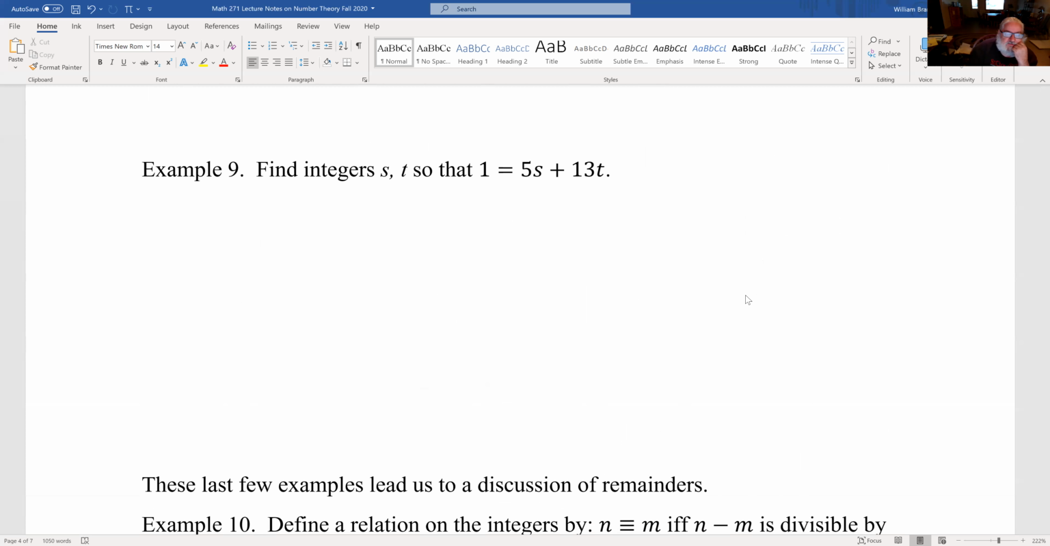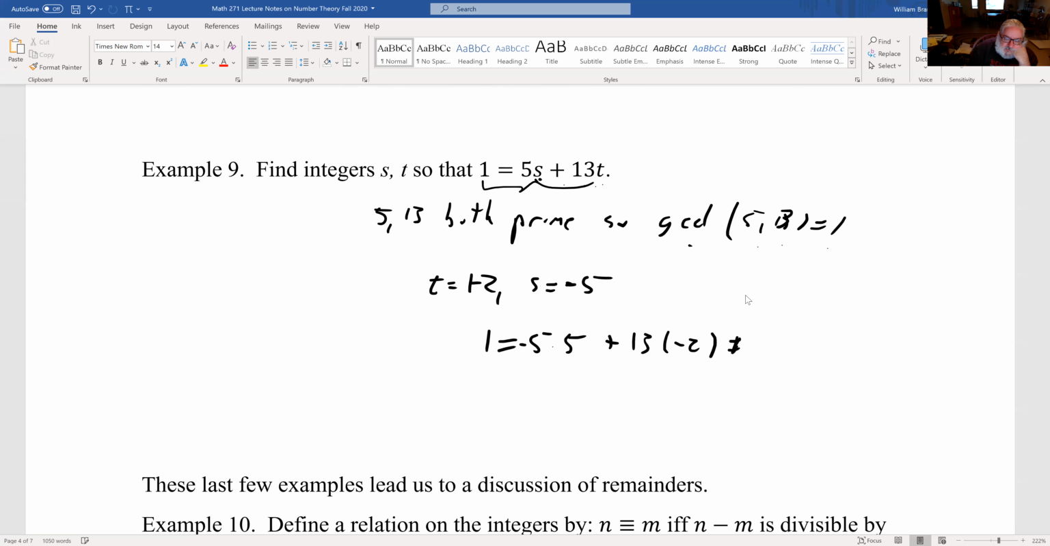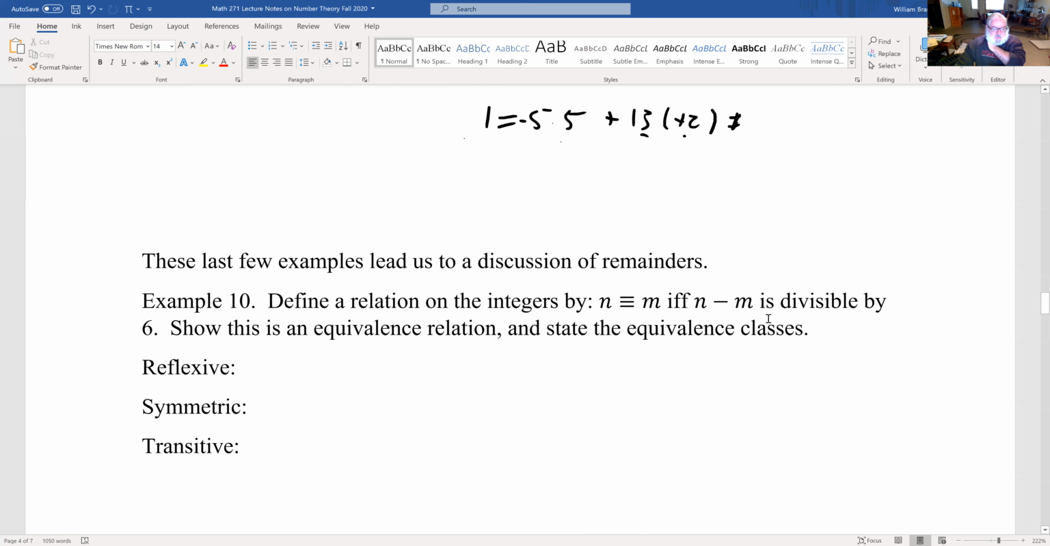Sometimes it's not too hard to actually figure out what these could be. Right? 5 and 13 are both prime. So we know the greatest common divisor of 5 and 13 equals 1. So there should be two numbers, S and T, so that 5S plus 13T is the greatest common divisor of those two, which equals 1. And you can think about that a little bit and see, well, T equals 2, S equals minus 5 works. Actually, this wants to be the plus 2, and that's the minus 5, right? 26 minus 25 is 1. So, right, sometimes if you have small numbers, you can just look at it, but usually you need to run the Euclidean algorithm backwards. So this leads us to a discussion of remainders.